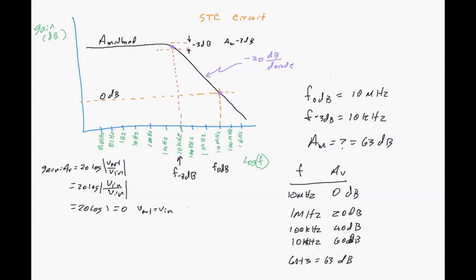And so I could give you the midband gain and the 0 dB frequency, and you could find the minus 3 dB frequency, for instance. There's a bunch of stuff that you could work out if you know it's a single time constant circuit.